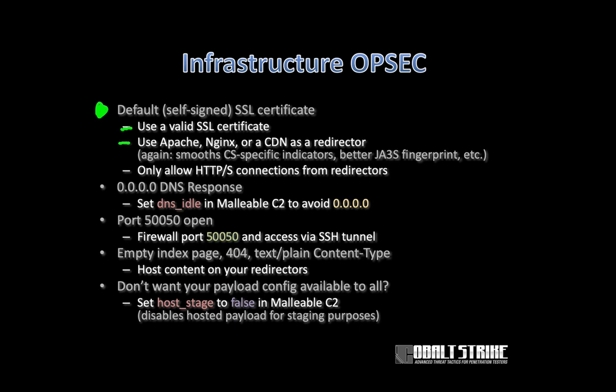I also recommend that if you do use an Apache or Nginx server or a CDN as a redirector, that you firewall your host to only allow HTTP or HTTPS connections from those redirectors. I recommend this step to keep your team server and its indicators, without the redirectors, out of systems like Censys. For the Bogon IP response, just set the DNS idle value in your Malleable C2 profile. No big deal there. For port 50050, I would recommend that you firewall the port and access it via an SSH tunnel.